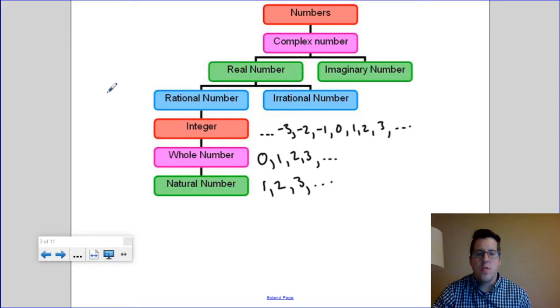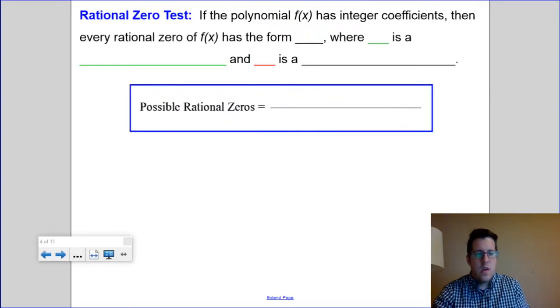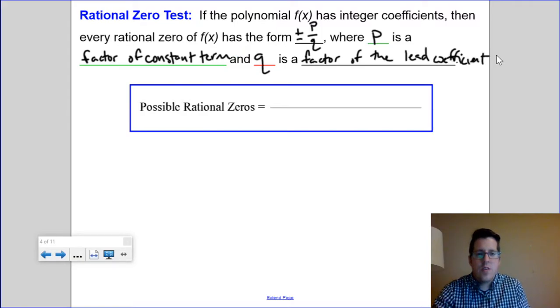Remember, rational numbers are things like 7/2. Irrational numbers are things like the square root of 2. Okay, here's what the rational zero test, or the rational roots theorem, has to say. If the polynomial f of x has integer coefficients, then every rational zero of f of x has the form plus or minus p over q, where p is a factor of the constant term and q is a factor of the lead coefficient.